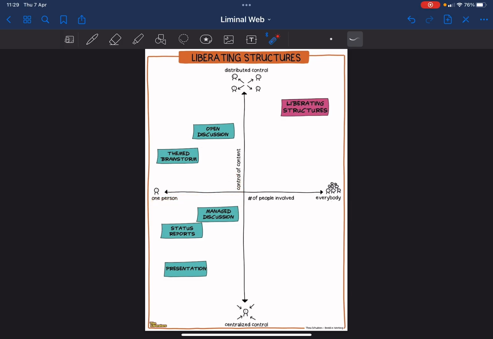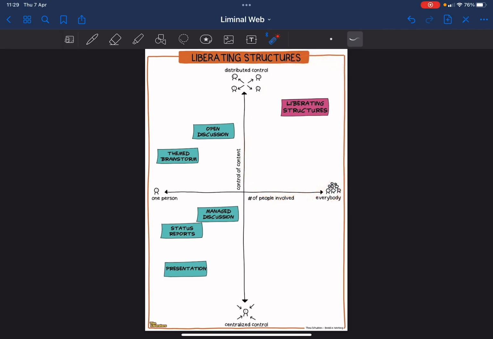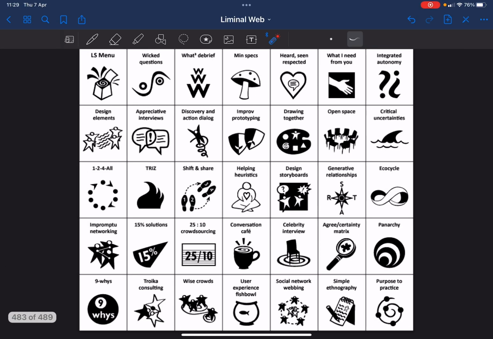Liberating structures, however, stand in contrast in that they distribute both influence and participation to effectively absolutely everybody involved in a discussion. Now, as opposed to these 5 Stone Age meeting tools, which at some points are appropriate, like right now, I'm presenting information, right? That has some amount of value.